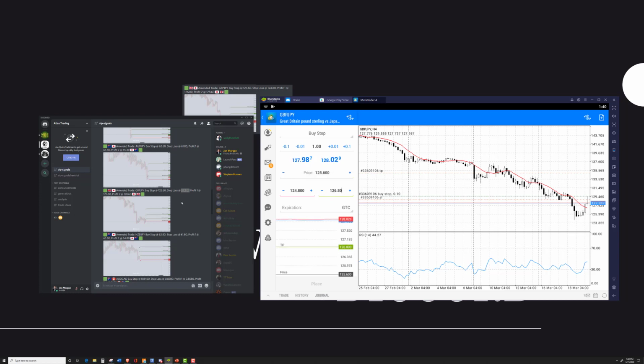After that's done, I would hit place. Now, it's not going to place it because we're above that price. We're below where this originally was sent out. But once that is done, that would be placed.